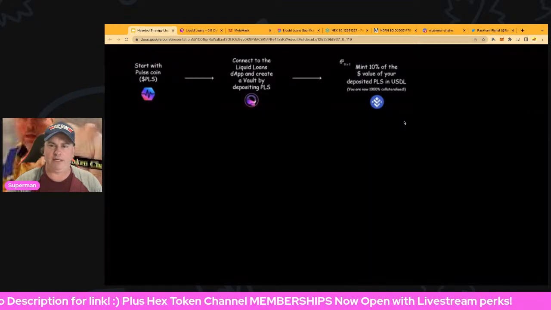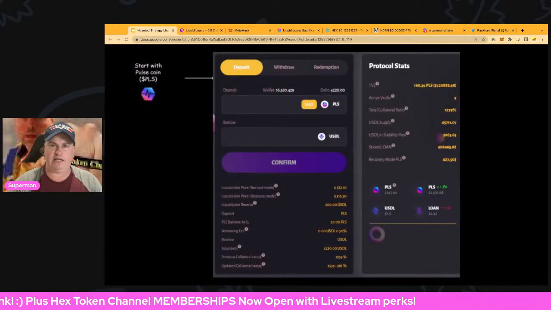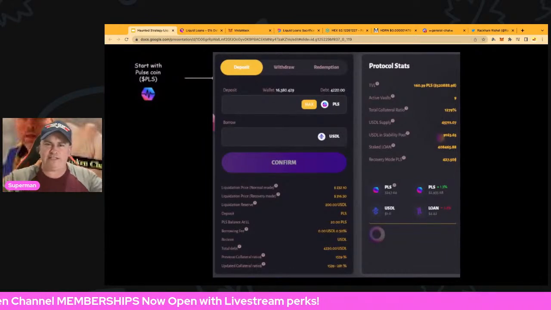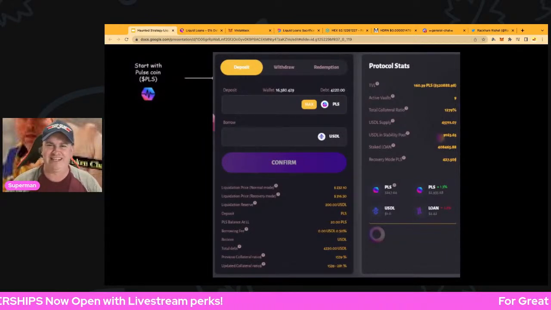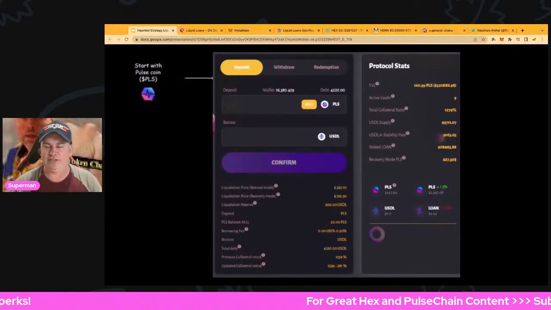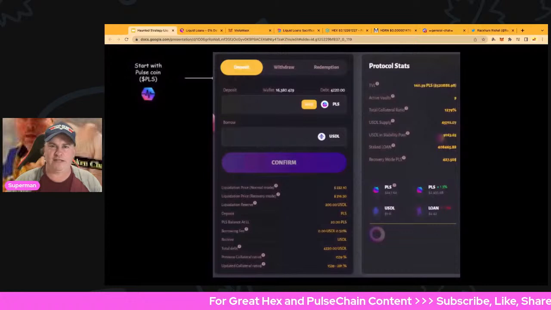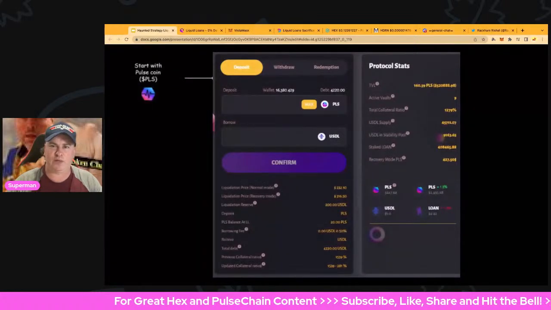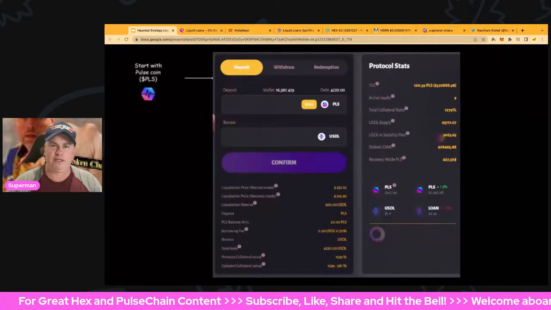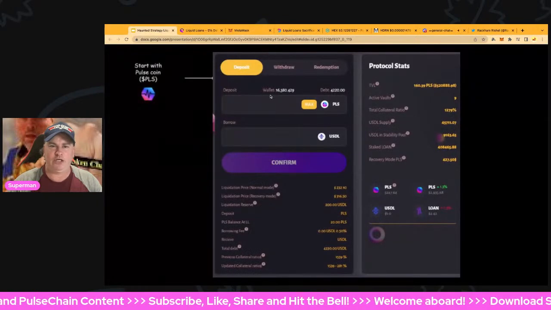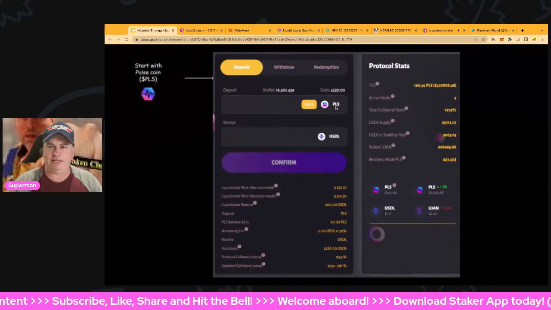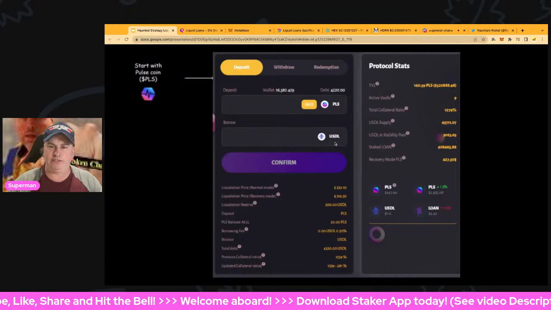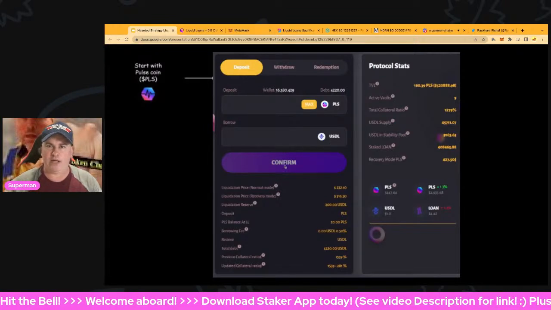So let's see what that might look like. And of course, here is Liquid Loans. Woohoo! Fancy, I like it. So that's Liquid Loans, and this is what the interface is going to look like, subject to any final tweaks they do. There may be other user interfaces to the Liquid Loans contract as well, but this is the Liquid Loans one. And of course, you can deposit in here your PLS. So you can see PLS there, and of course, you can borrow USDL there. You can confirm that, and away you go.